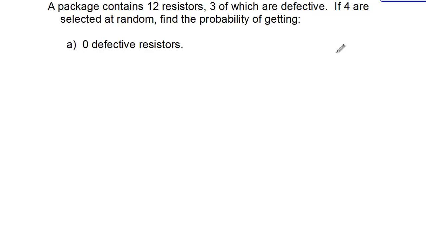So here I have an example that says a package contains 12 resistors, 3 of which are defective. If 4 are selected at random, find the probability of getting 0 defective resistors. So let's first write down information that we know. We know that there are a total of 12. Then we have defective, and we have non-defective resistors, because if they're in this group, they're either defective or they're non-defective.